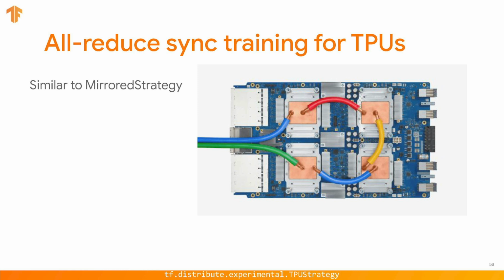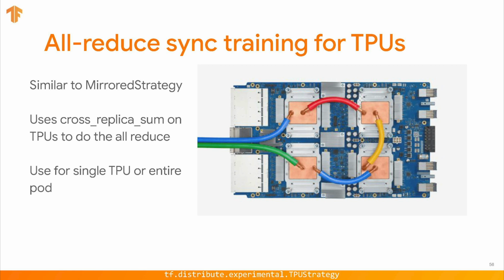And unlike the mirrored strategy, it uses the cross-replica sum to perform the all-reduce on TPUs, which is something that's a difference between GPUs and TPUs. And you can use this strategy for training on a single TPU or an entire pod, which is a term that refers to a set of TPU cores in a topology.